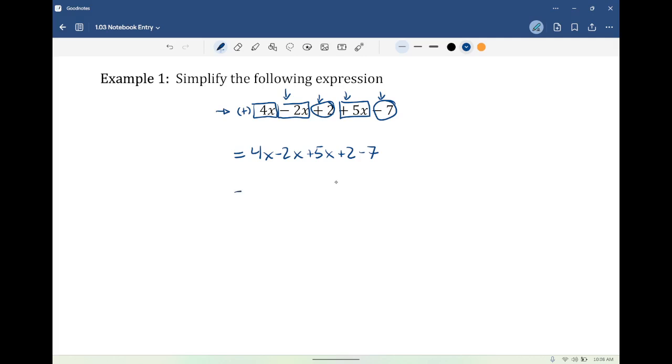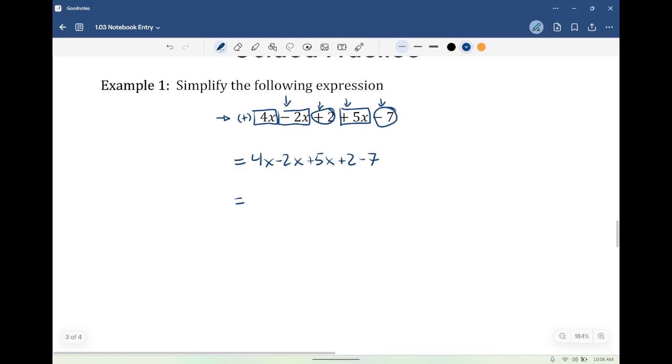Once I've lined these up, combining of like terms is actually just performing the operation with your coefficients. And so if I look at this, I'm going to work this left to right. 4x minus 2x. In my head, that's actually just 4 minus 2, which is 2 with the x. Then I have plus 5x. And now over here, this 2 and negative 7, I can also combine those. 2 minus 7 is minus 5.